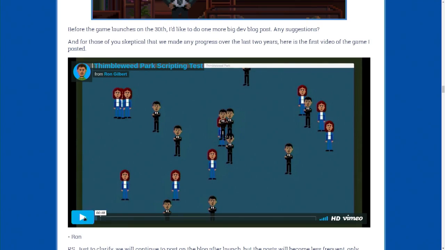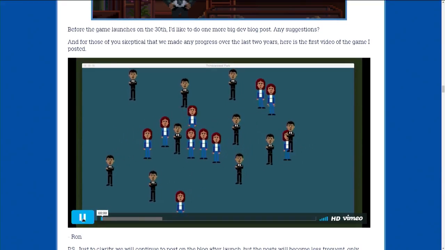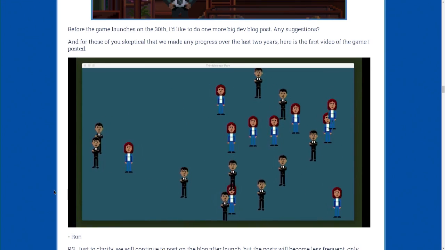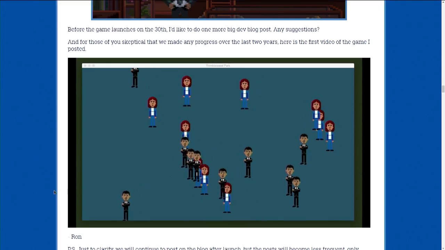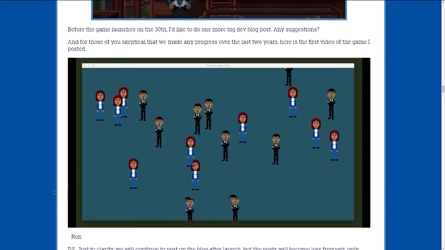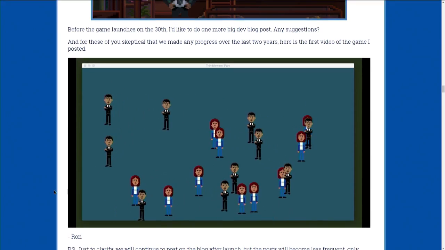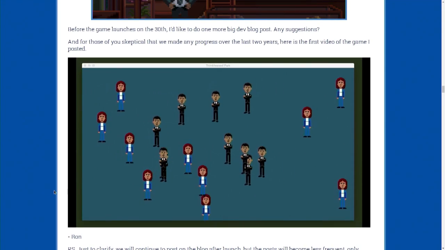This is fantastic for anybody who's got an interest in how things work. This thing you're looking at right now is one of our first tests of our engine, because we wrote our engine from scratch, and so this is one of the first tests that we did for the engine.